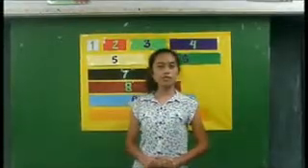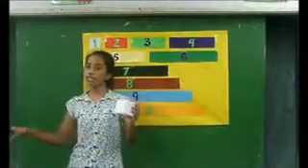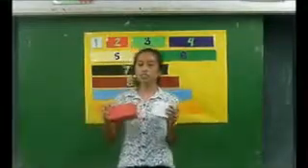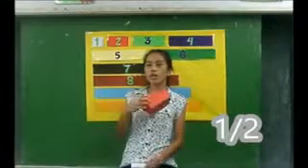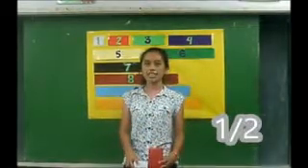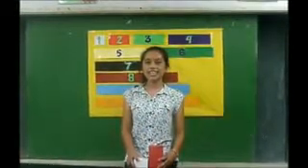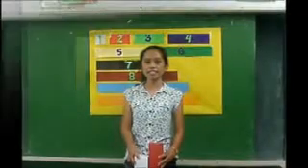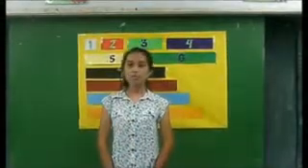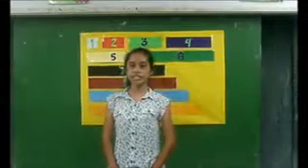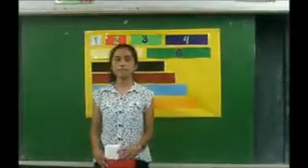First, we will be using the vertical position. In one half, 1 is color white and 2 is color red. One half would be like this. The red rod is beside the white rod. Now, I will show you how to do it horizontally. The white rod will be over the red rod.